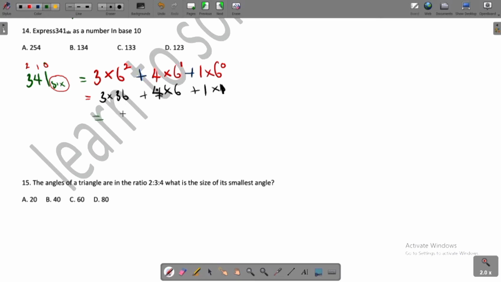3 times 6 will give us 108. Plus 4 times 6 will give us what? 24. Plus what? 1. 108 plus 24 plus 1. So our answer is what? 132. So this is the conversion to what? Base 10. I think our answer here is what?